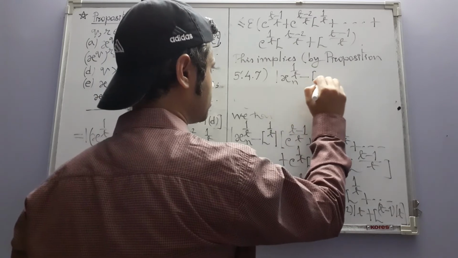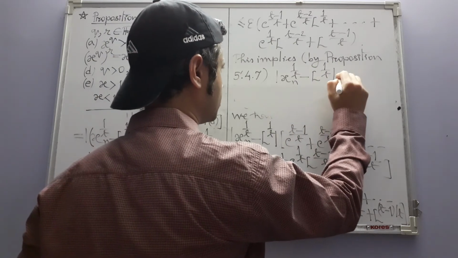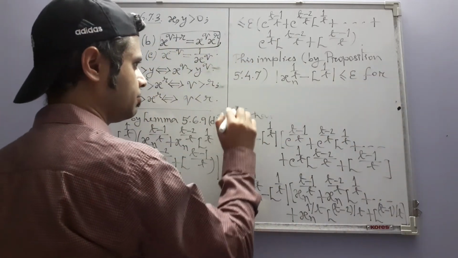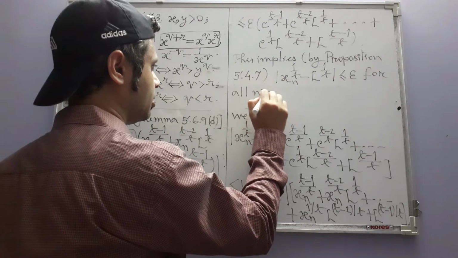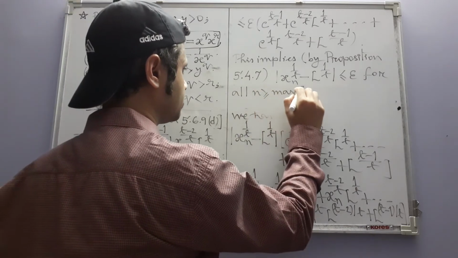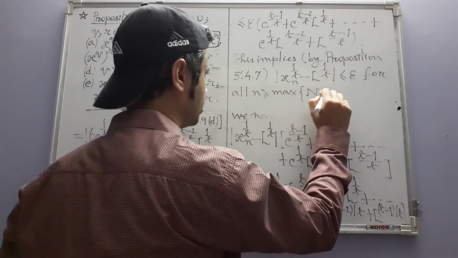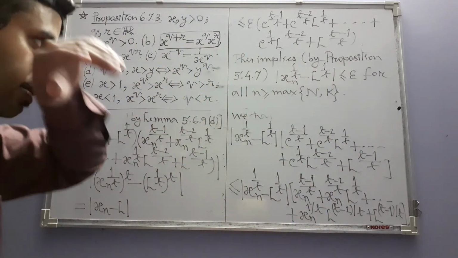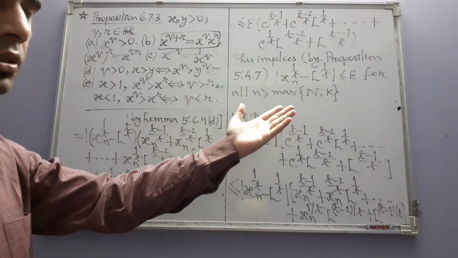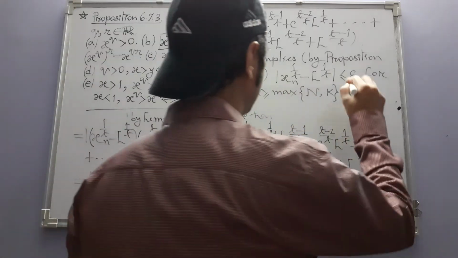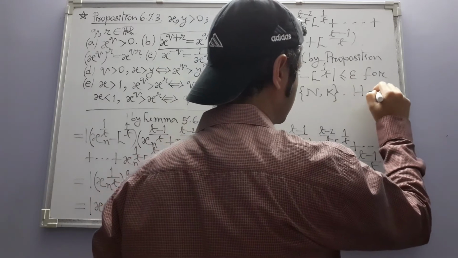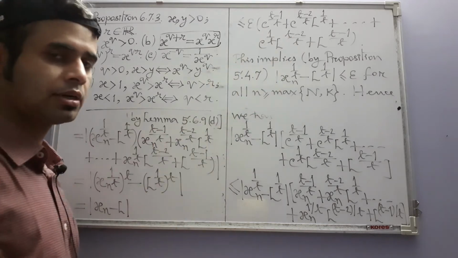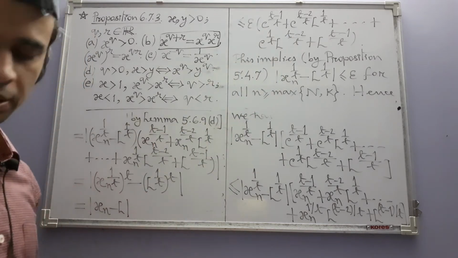xn minus l, 1 over this, is less than or equal to epsilon for what type of n's? For all n greater than or equal to the maximum of n and k. And this maximum itself is a positive integer. Hence, the limit of the sequence xn to the power 1 over t is equal to l to the power 1 over t.